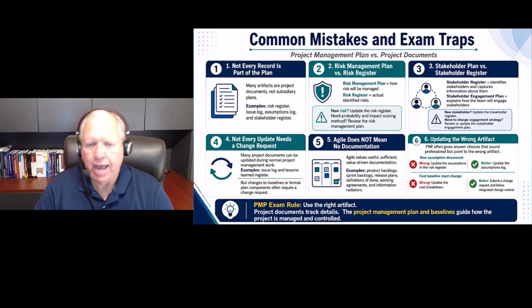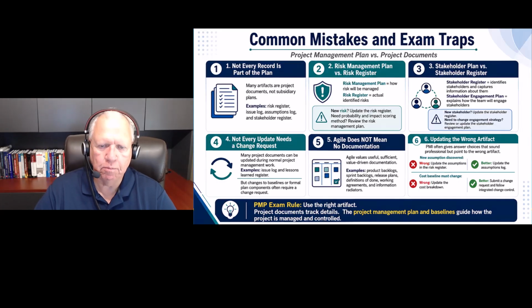Number five, Agile does not mean no documentation. I think that's a myth that people have accepted. Agile values useful, sufficient, value-driven documentation. Examples would be product backlogs, sprint backlogs, release plans, definitions of done, working agreements, information radiators. So you do have some documentation. And then number six, updating the wrong artifact.